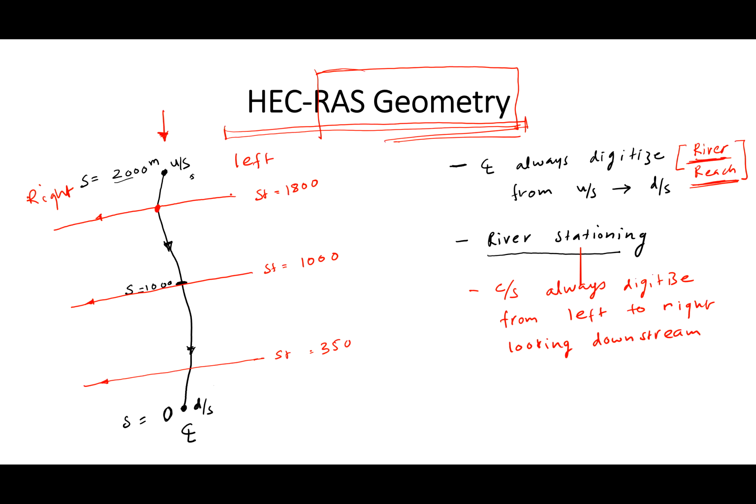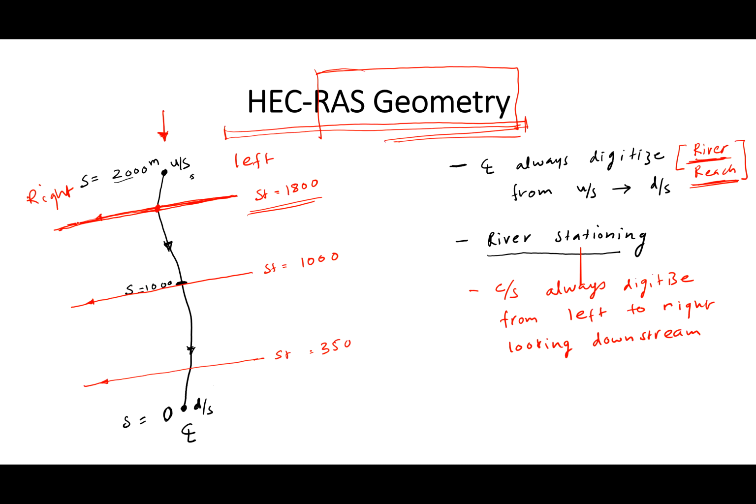The way these cross sections are then referenced is river Wabash, reach West Lafayette, station 1800. That's how the program will know we are talking about this cross section. You can think of this as similar to identifying our address. If you say 500 Stadium Mall Drive, 500 will be the station or the house number, and Stadium Mall Drive will be our river and reach name.